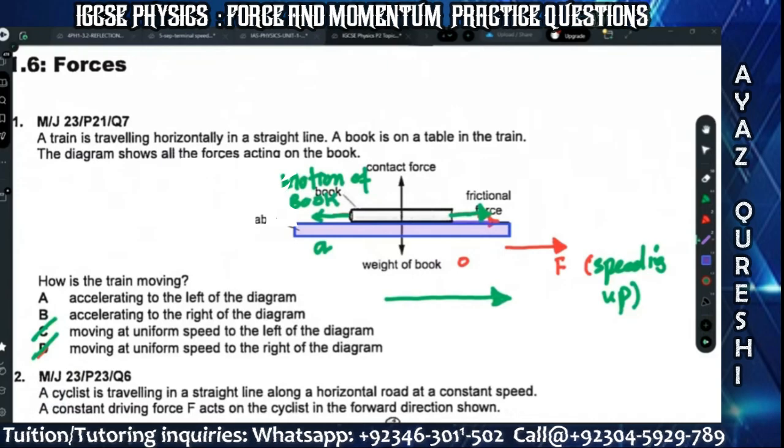But then, the question: how do we know that it's moving at a constant speed again? Constant speed means there should not be any existence of force. We must not have any existence of force.